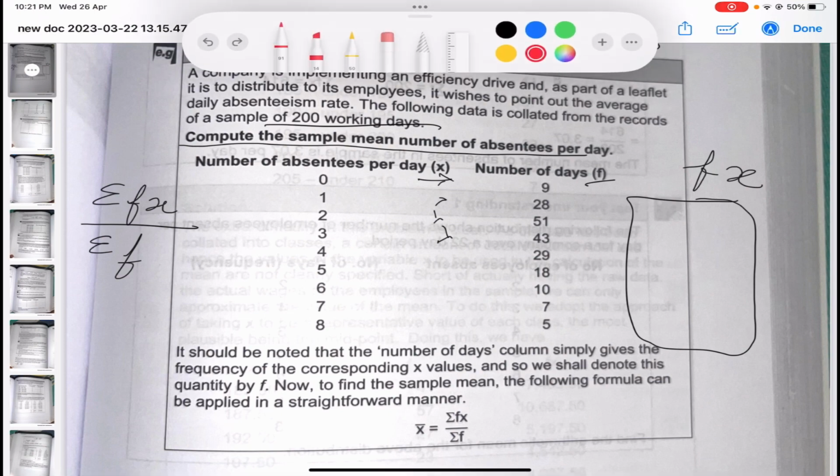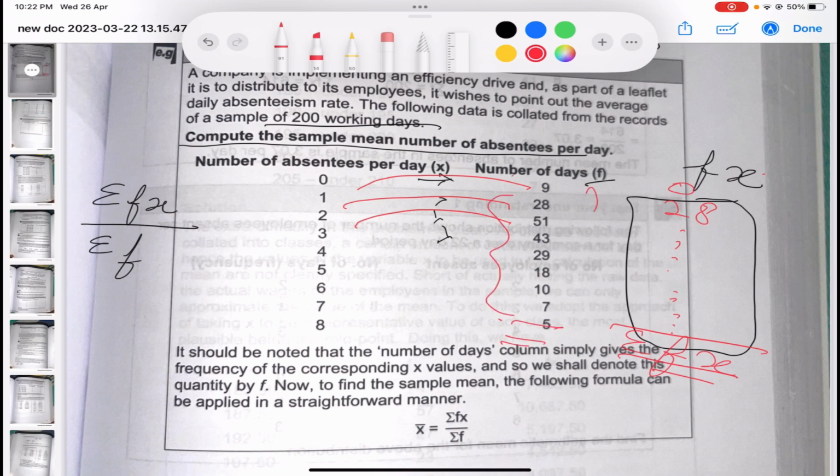X is given here, f is given here. You need to calculate fx. So 9 multiplied by 0 is 0, 28 multiplied by 28 is 28, 51 multiplied by 2. So like this you are going to calculate fx, then you will add the total fx, and you will be getting the summation of fx, and what is the total number of days, adding all this you will get.